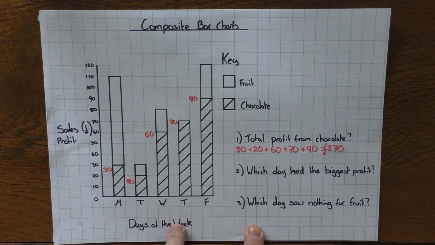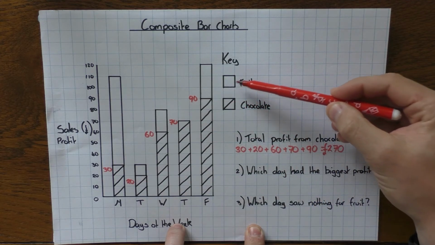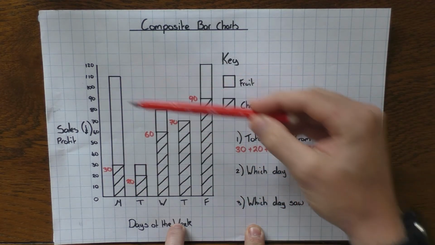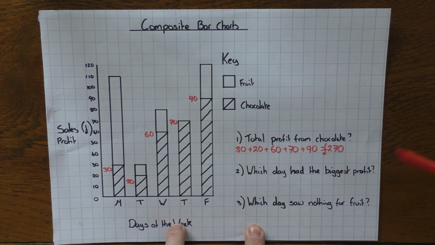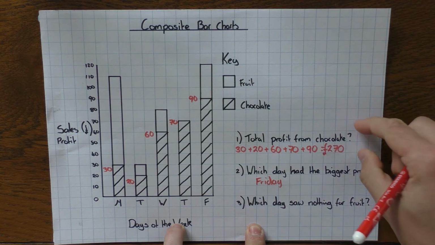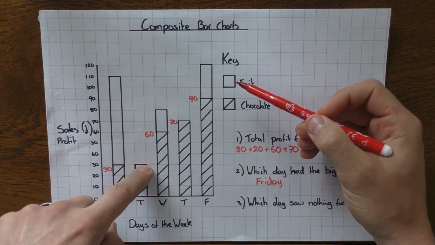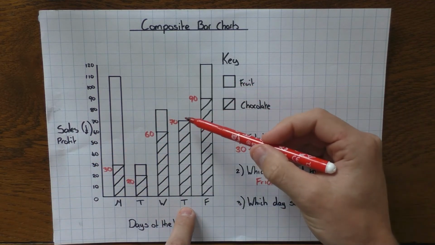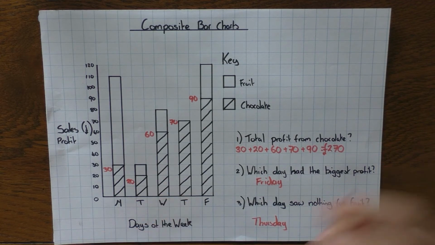Which day had the biggest profit? Well, the profit is not just only the chocolate, it's the chocolate and the fruit. So this one here will just literally be the biggest bar, which was here. Friday had the biggest profit for both of them. So let's put Friday there. Which day saw nothing for fruit? So fruit is the square here. There was some fruit there, some fruit there, some fruit there. But this day here, Thursday, doesn't have anything. So that one there would be Thursday. Okay, and that is just some questions based on composite bar charts.